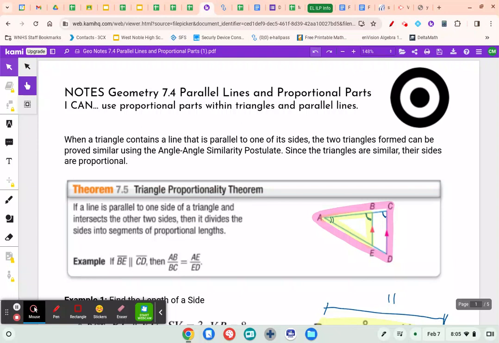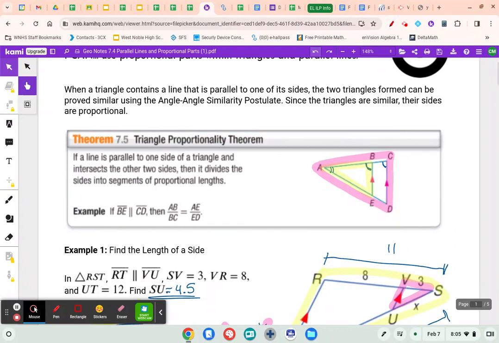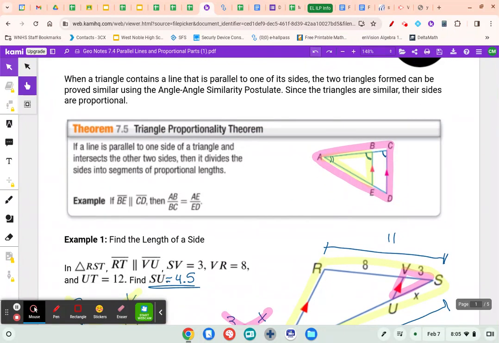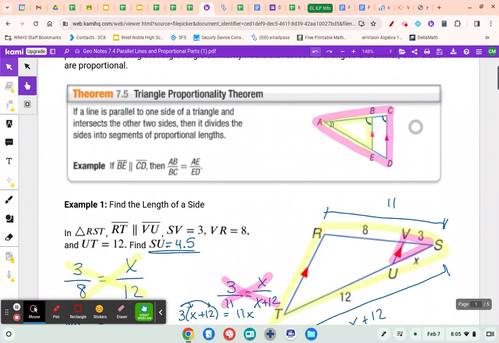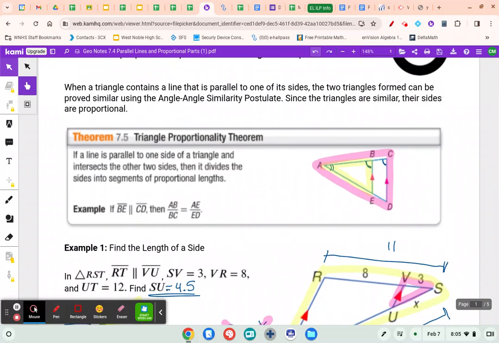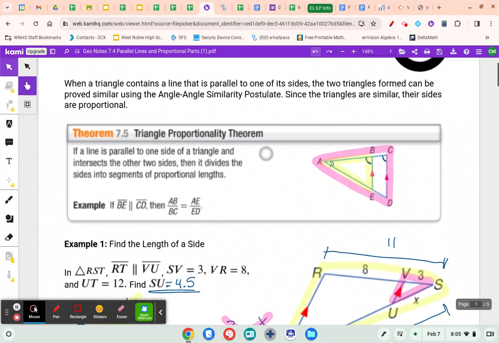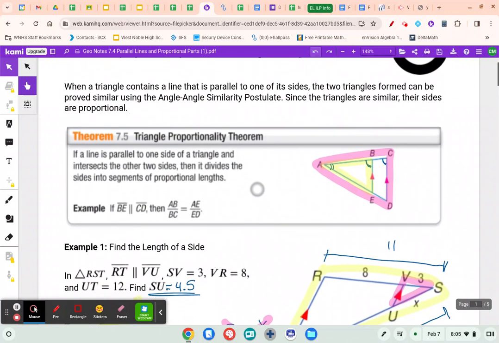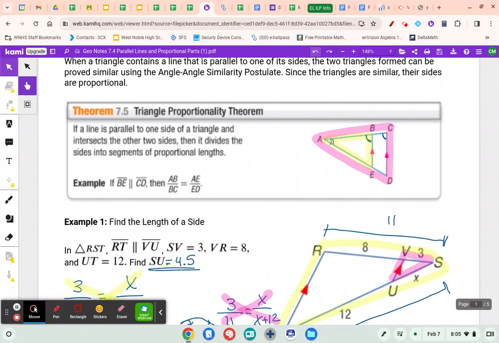Hello, today we are doing the second part of 7.4, parallel lines and proportional parts. So yesterday we discussed the triangle proportionality theorem. We saw that triangles contain a line that is parallel to one of its sides. The two triangles formed can be proved similar using the angle-angle similarity postulate. Since the triangles are similar, their sides are proportional.